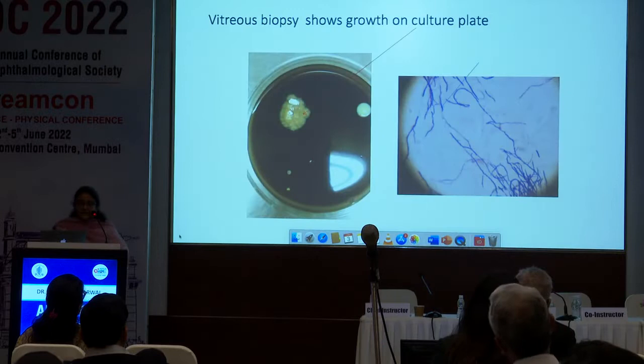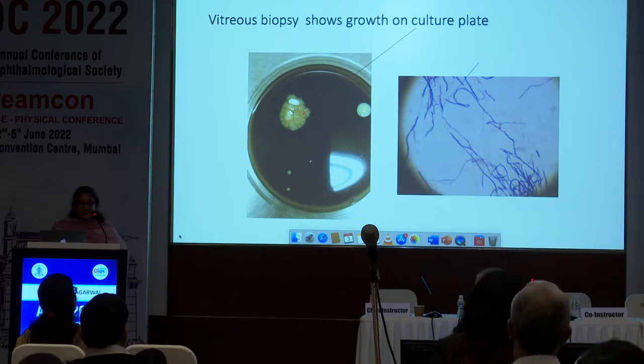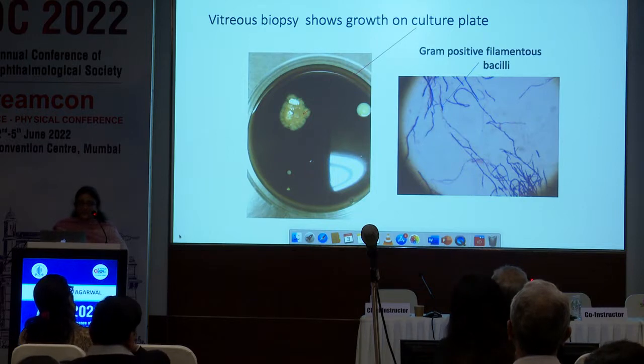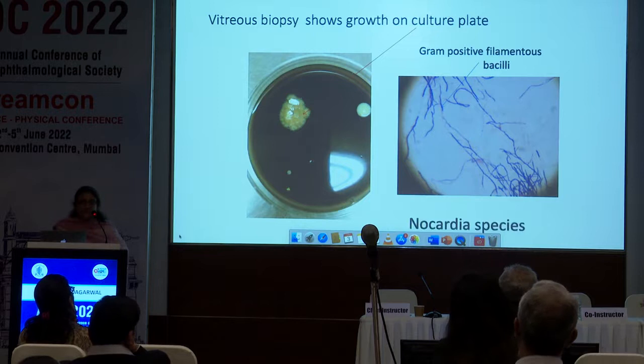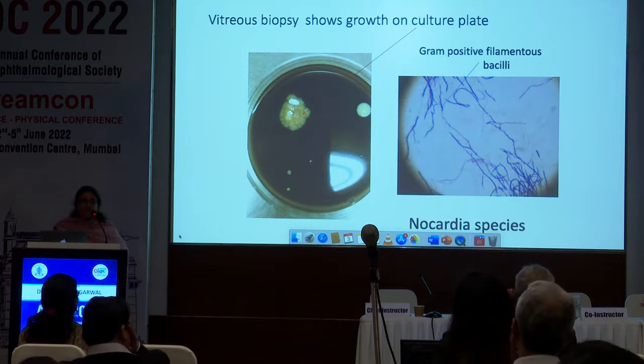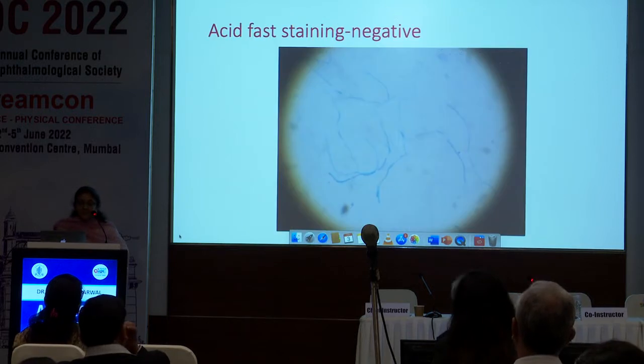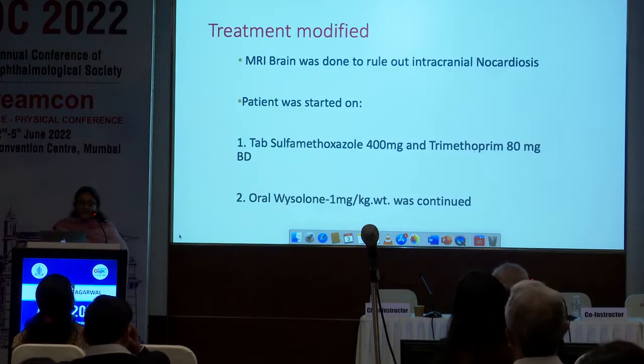And the vitreous biopsy, of course, showed growth on the culture plate, and these were funny, creamy looking lesions. On the staining, we had a few gram-positive filamentous bacilli. So this was detected as a Nocardia species, which we probably would never have thought of if we had not done the vitreous biopsy and sent it for culture. The acid-fast staining, of course, was negative, and the treatment was accordingly modified.